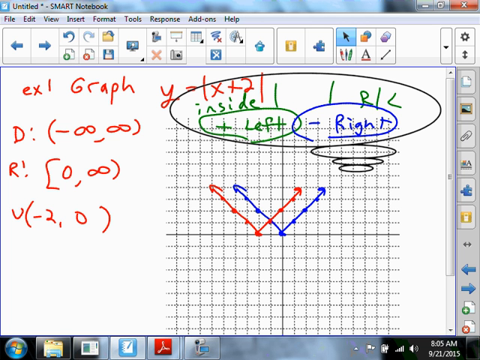Make a note of that, because I'll be honest with you, this is the one that people mess up all the time. Translating up and down, everybody gets it. But translating right and left, these are the ones that people mess up all the time.